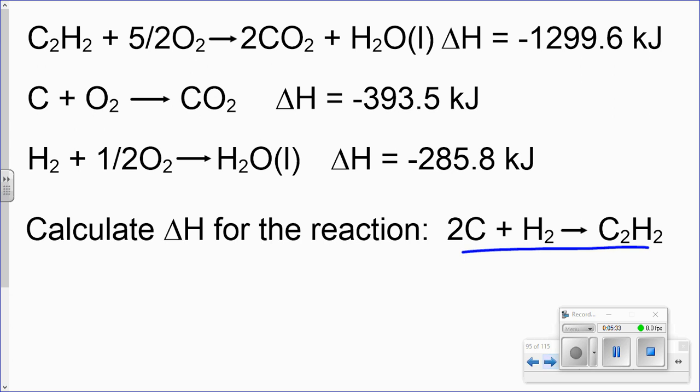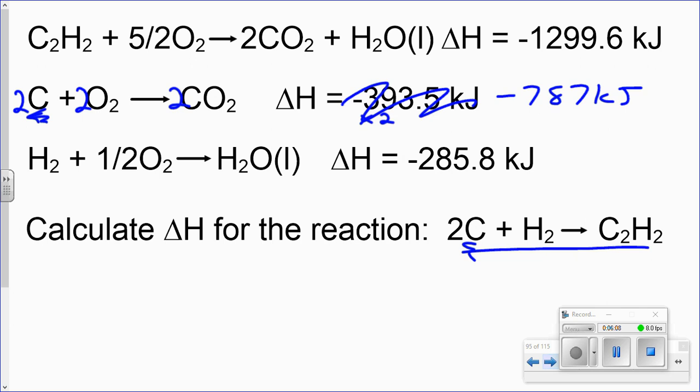So what we have now is 2 carbons, okay? So I have 2 carbons here. So the only place carbon appears is here. But you'll notice I need to double them because I have 2 carbons on the left. Here's 1 carbon on the left. So let me double everything, 2, 2, and 2. But of course I need to multiply this by 2. So that's negative 393.5 times 2 gives me negative 787, okay? So now we have negative 787 kilojoules. Okay, so that works.